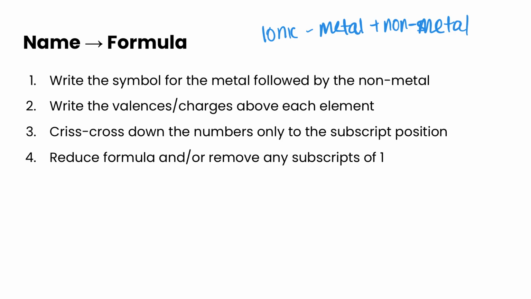So let's first talk about the set of rules for going from the chemical name to the chemical formula. The first thing we're going to do is write the symbol for the metal. So we're going to go to the periodic table and find the symbol for the metal, and then we're going to follow that with the symbol for the non-metal. Once we've got that, we're going to write the valences or charges above each element, and I'm going to show you how to find those in just a minute. We're then going to crisscross down the numbers to the subscript position. And then we're going to reduce the formula and/or remove any subscripts of 1.